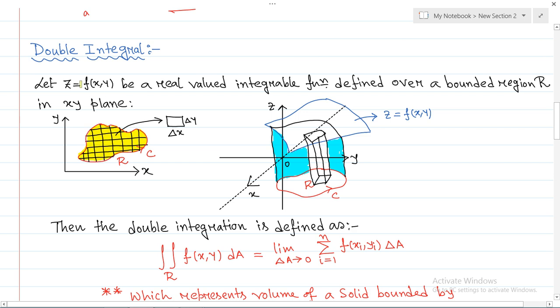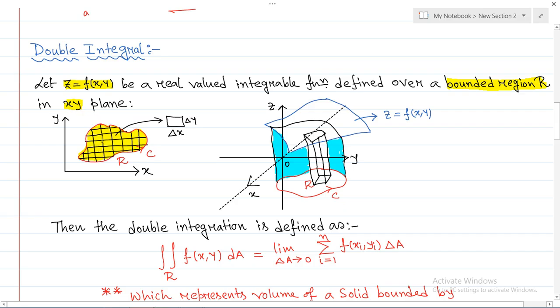So here, in place of y equals f(x), we have a function z equals f(x, y), which is a function of two variables, a real valued integrable function, defined over a bounded region R. We have to remember that the region R should be a bounded region in the xy plane.